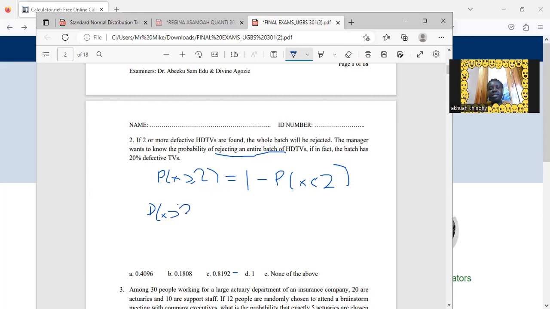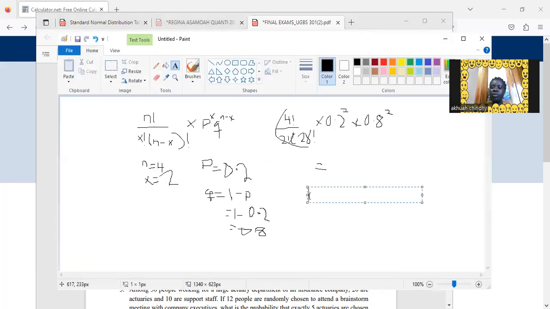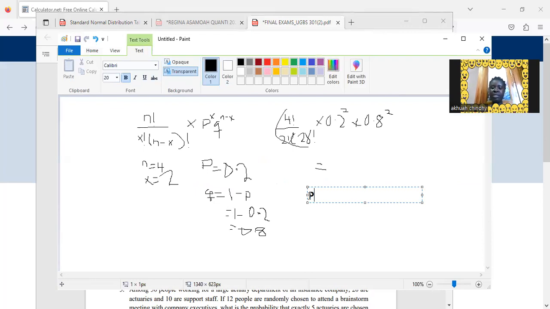So let me do it this way. The probability of X being less than 2 is equal to the probability of X being equal to 0 plus the probability of X being equal to 1. All right. So how do we find this probability of X being 0?